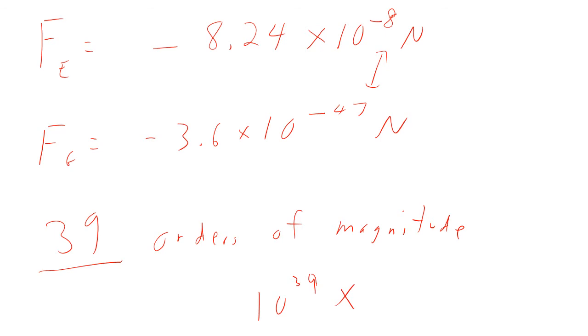Now let that sink in. You have never seen a 10 to the 39 of anything. 10 to the 39 is actually a number that is bigger than the number of atoms that make up the solar system.